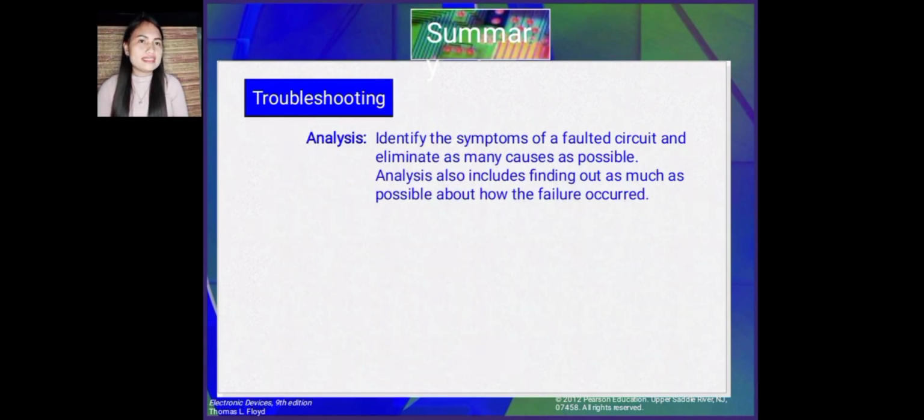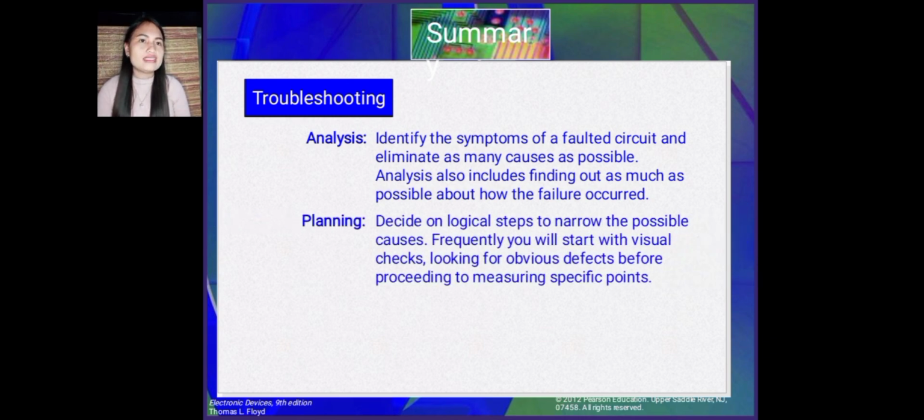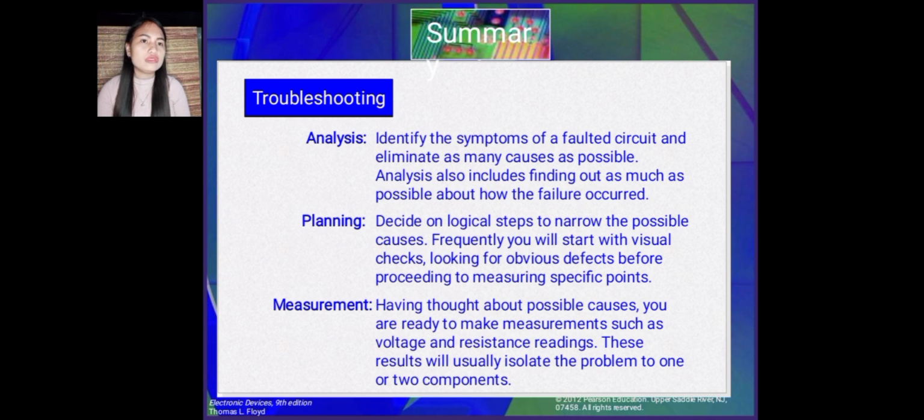Troubleshooting. Analysis: identify the symptoms of a faulted circuit and eliminate as many causes as possible. Analysis also includes finding out as much as possible about how the failure occurred. Next is planning. Decide on logical steps to narrow the possible causes. Frequently, you will start with visual checks, looking for obvious defects before proceeding to measuring specific points. And lastly is measurement. Having thought about possible causes, you are ready to make measurements such as voltage and resistance readings. These results will usually isolate the problem to one or two components.